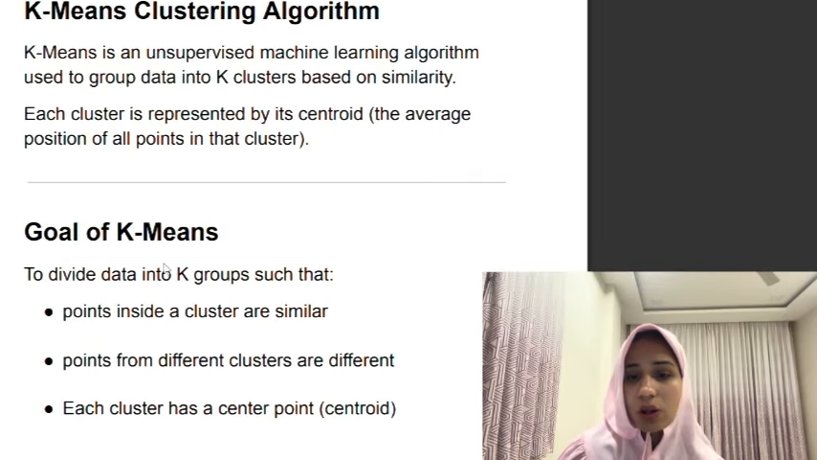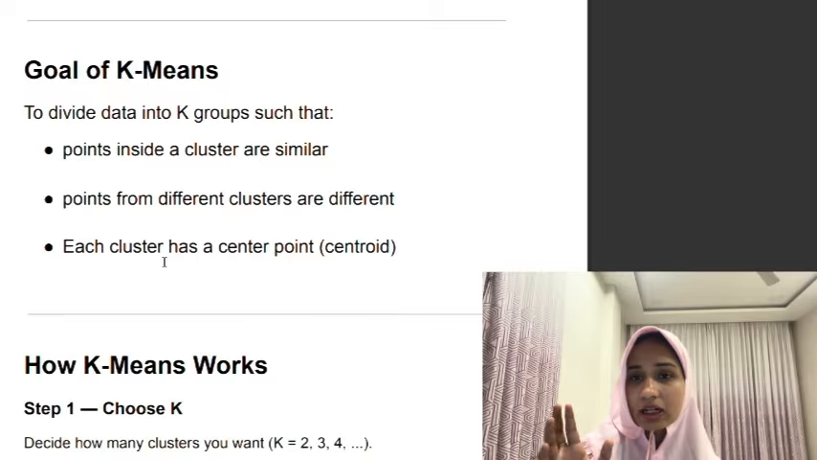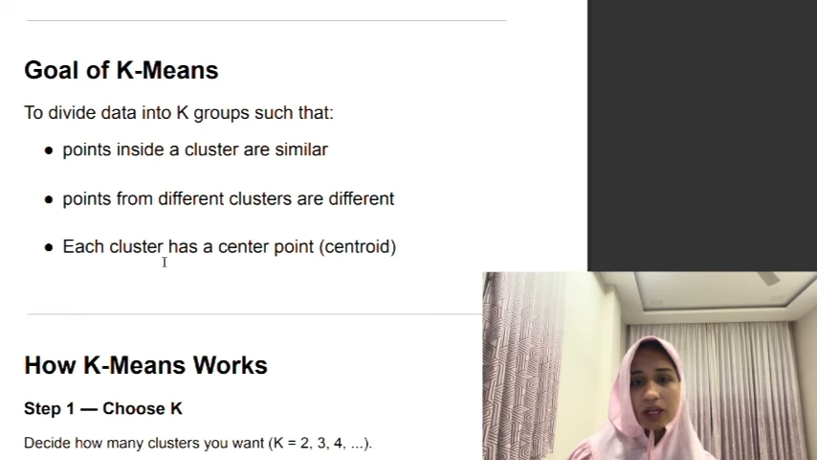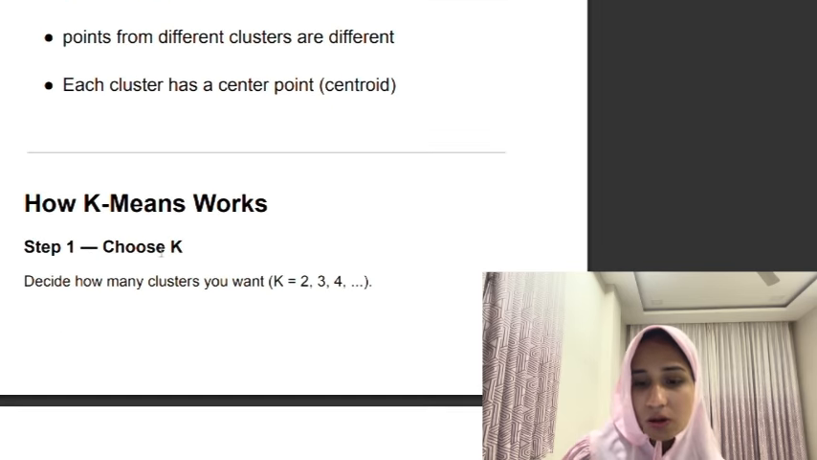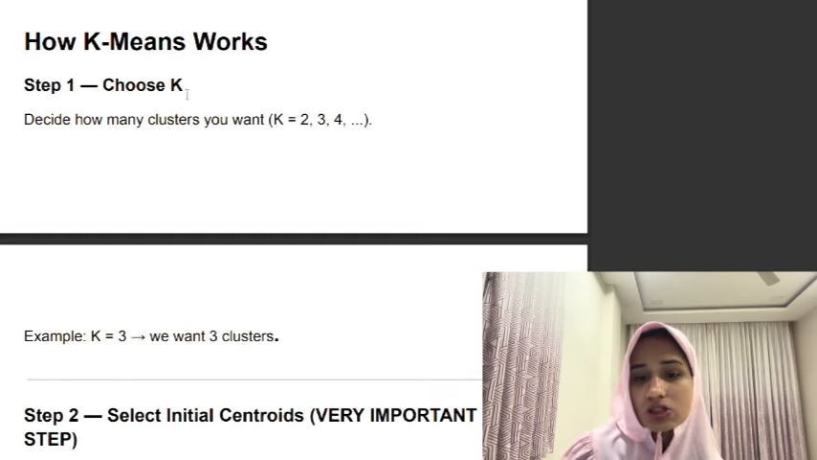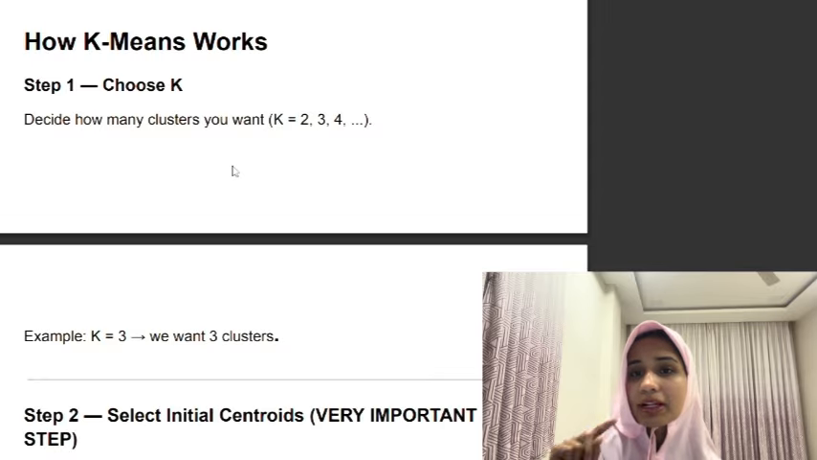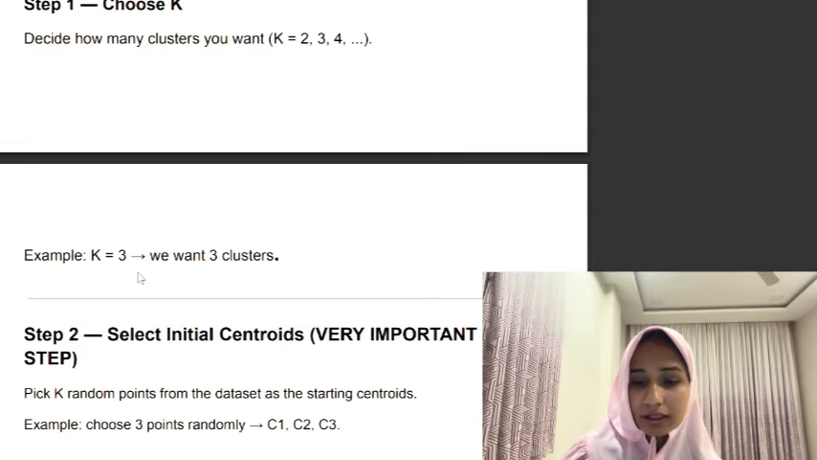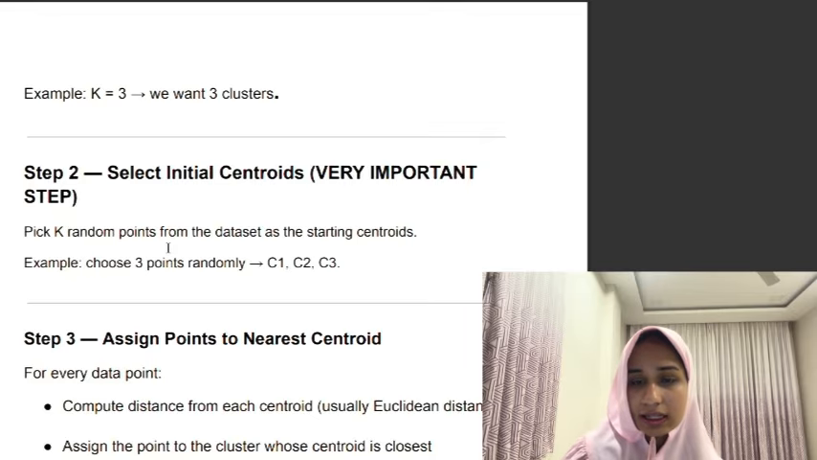So what is the goal of k-means? To divide data into k groups so that points inside the clusters are similar and points from different clusters are different. Each cluster has a center point which is the centroid. So how does k-means work? We choose k, decide how many clusters you want. For example 2, 3, 4, this many clusters we can have. For example we choose k equal to 3, that is we want 3 clusters.